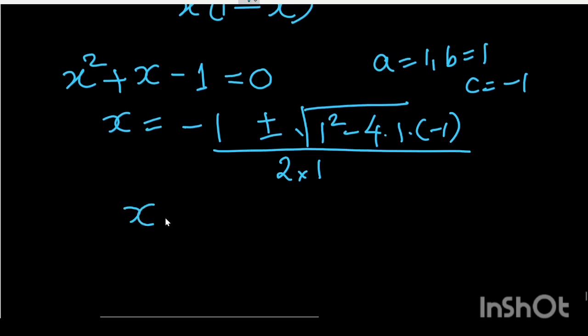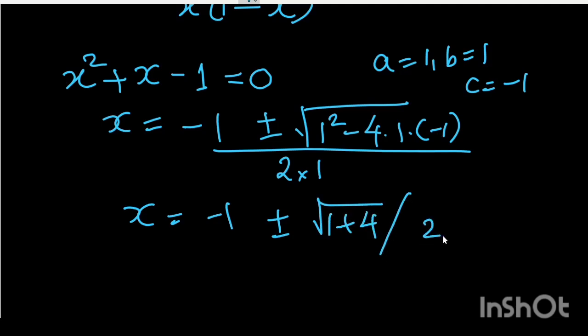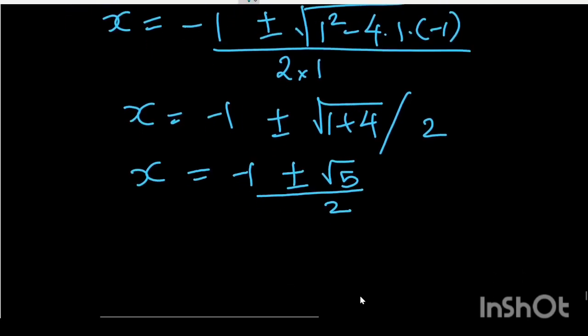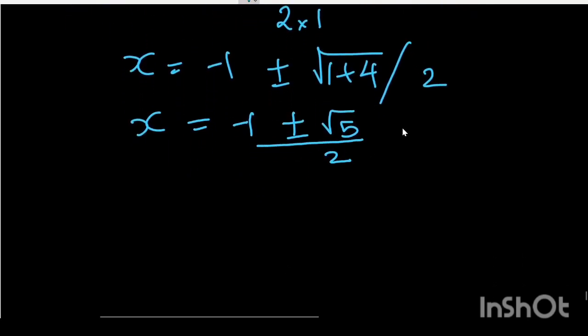So the two factors are minus 1 plus minus under root 1 plus 4, upon 2. We will get minus 1 plus minus root 5 by 2. Okay. Root 5 is approximately equal to what, guys?